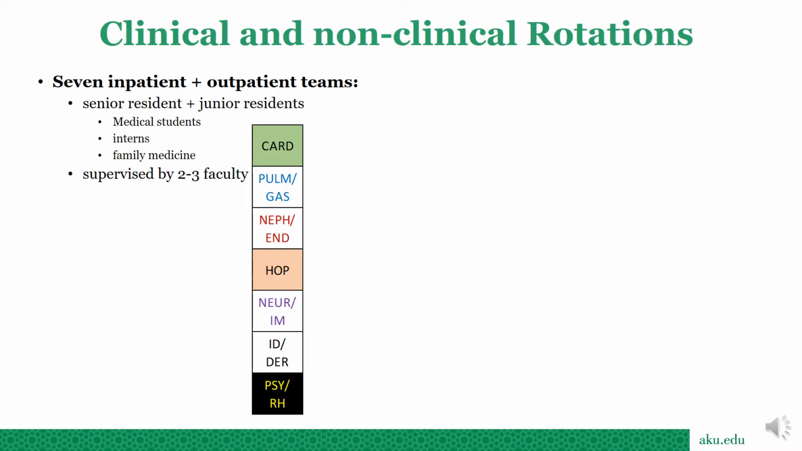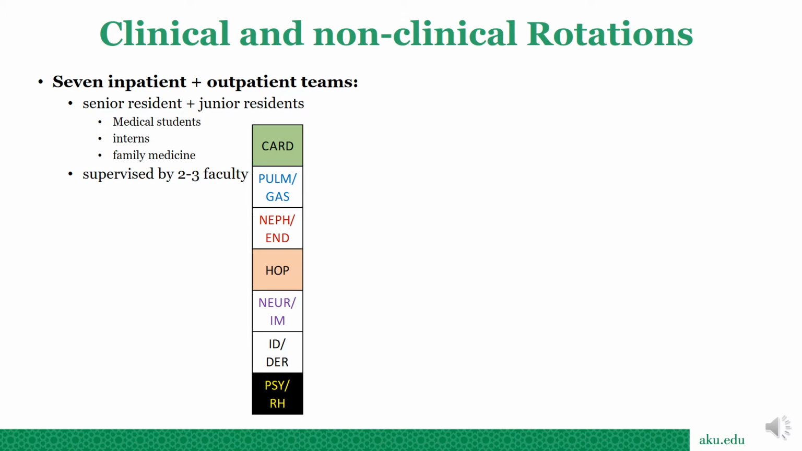What do rotations involve? There are 7 inpatient and outpatient teams. Each team has a senior resident and a junior resident, and you may have medical students, interns, and family medicine trainees with you, and you're supervised by the respective faculty of each specialty throughout your rotation. Cardiology there in green is the only standalone rotation. The rest are all combined.